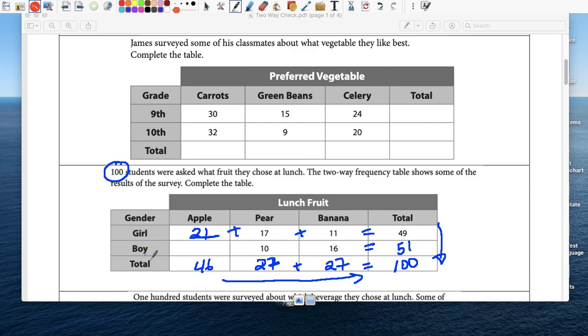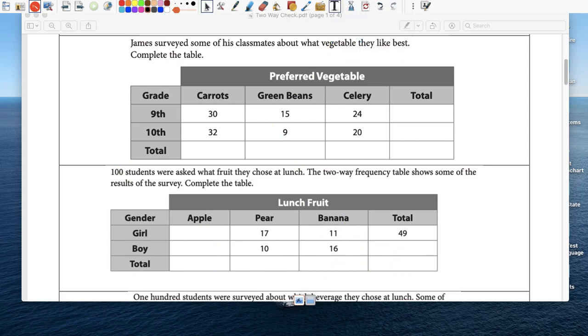So now I'm missing one, the number of boys who like apple. Well, there should be a total of 46 people who like apple. So 46 minus 21, and that's going to be 25. So 25 boys like apple, plus 21 girls, which gives me a total of 46. 17 girls like pears, 10 boys like pears, that gives me 27. 11 girls like bananas, 16 boys like bananas, and that gives me a total of 27. All right, so nothing too crazy.